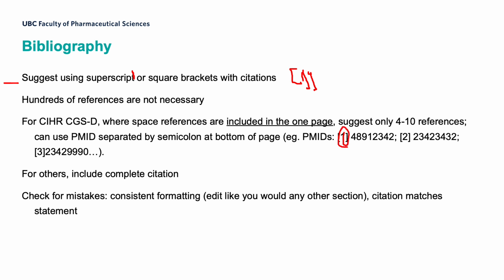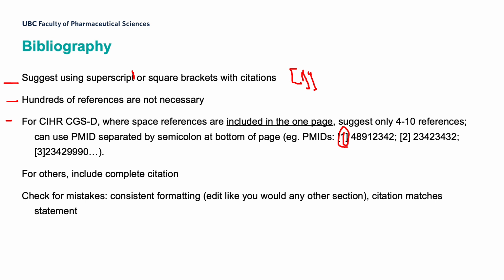And just a note, hundreds of references are certainly not feasible within the space requirements. For the CIHR CGS-D especially, the references are actually included in the one page, which is really, really small. For the other ones, where you have a separate attachment for the bibliography, you can certainly include more references. You don't need to fill the page with unnecessary references. You certainly want to make sure that they are actually relevant to your text.